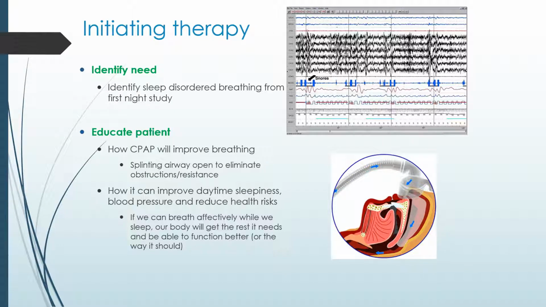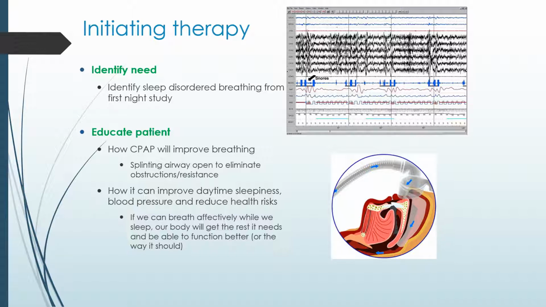Initiating therapy. The first thing in initiating therapy, as we said before, is to identify the need. So first we have to identify the patient has sleep disordered breathing, which is typically done from a first night study. Even if a patient has a positive home sleep test, if we're going to titrate them in the lab, they typically come in for a first night study.